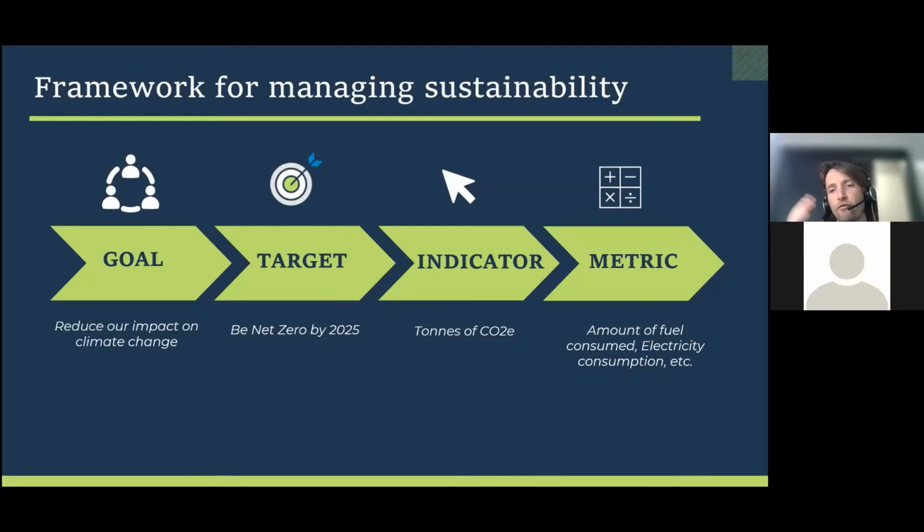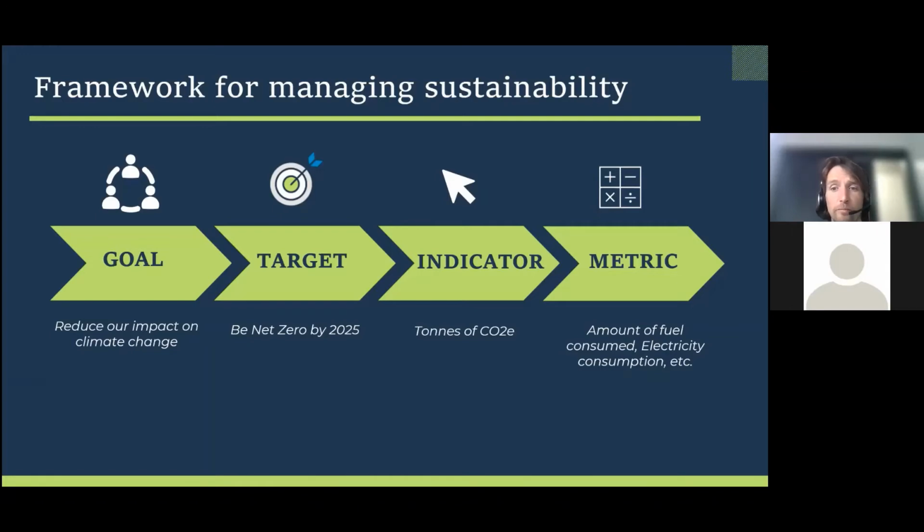And then from that stem the metrics. What actual data do you need to collect to be able to measure the indicator, to see how you're doing against your target, which will inform whether you're en route to achieving your goal or not. Now, sometimes the metrics are exactly like the indicators. So our target could be to hire 5 apprentices. Our indicator is number of apprentices. The metric, the data that we collect, is number of apprentices.